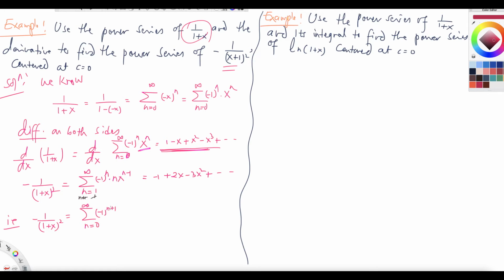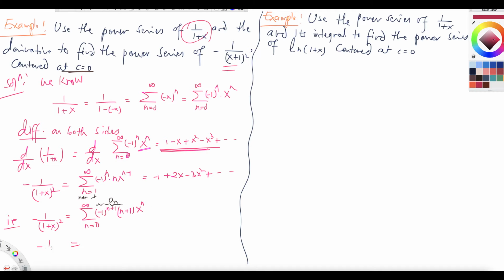If you plug in n equals 0, you will get negative 1 to the n plus 1, and then n replaced by n plus 1 here as well, and then x to the n. That's what you get. Okay, so this is a power series with this one being like a_n, and then x to the n. This is a power series around c equals 0. You see that? That's what it looks like.